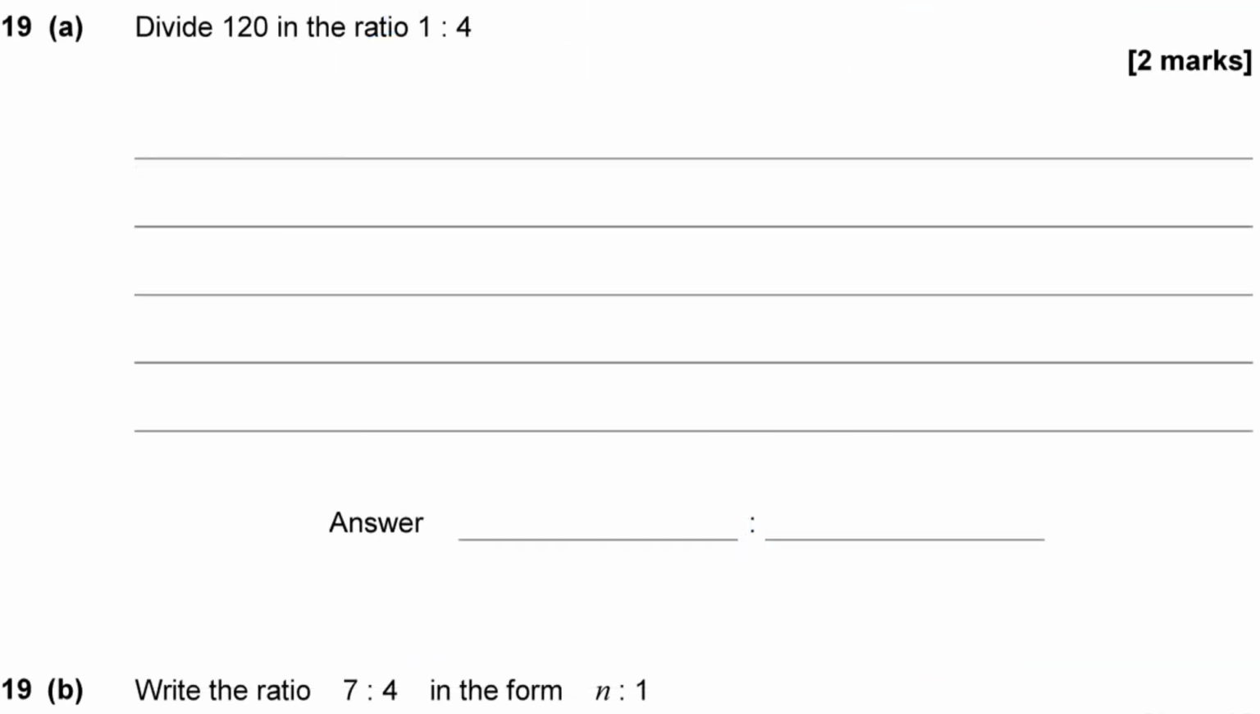Question 19a. Divide 120 in the ratio of 1 to 4. Okay, now when we're dividing into a ratio, we need to take our ratio, our 1 to 4, and add the 2 parts together. That means that we're dividing our number into 5 parts. Now what is the value of each one of those parts? We can work that out by taking 120 and dividing it by the number of parts. 120 divided by 5 is 24. Okay, so each one of those parts is worth 24.